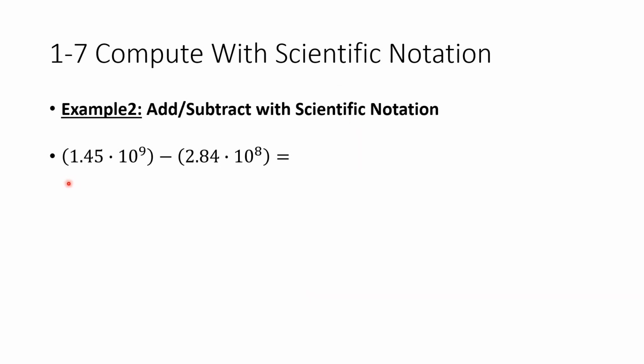All right, so in that first one, we added. So we're going to subtract. By the end of the notes, you should have an example of all 4 operations, and we should know what we're doing. All right, so let's see. We got 1.45 times 10 to the 9th minus 2.84 times 10 to the 8th. So remember, step 1 is to make sure these exponents match. 9 and 8 do not match. We cannot subtract yet. We have to make those the same.